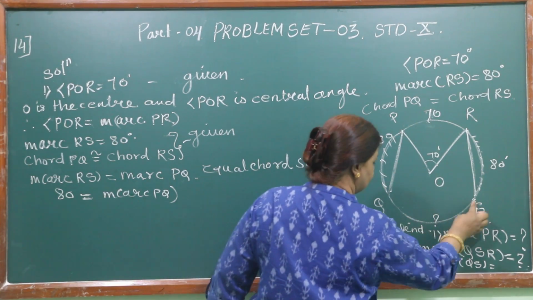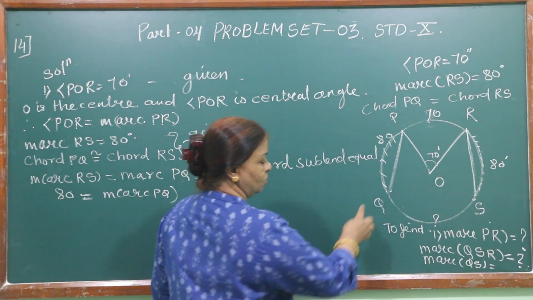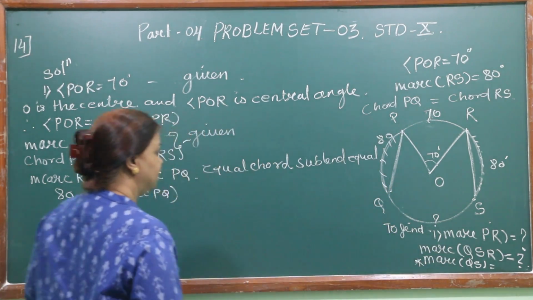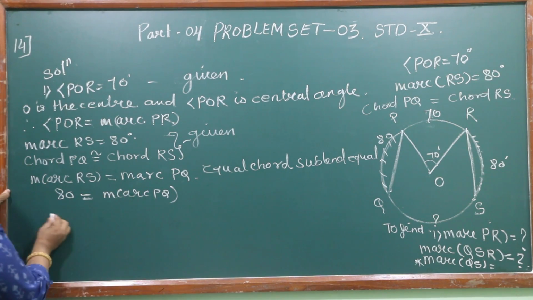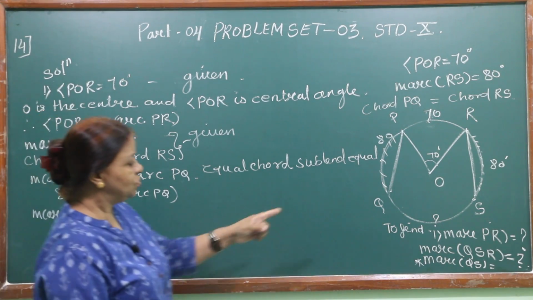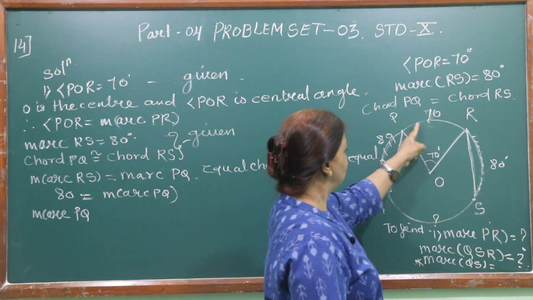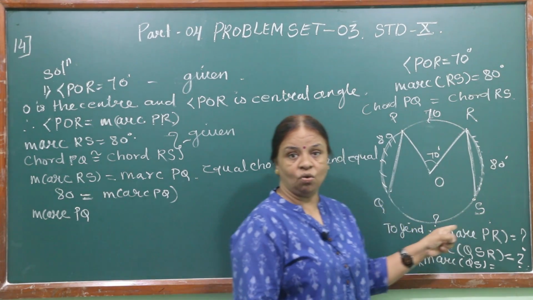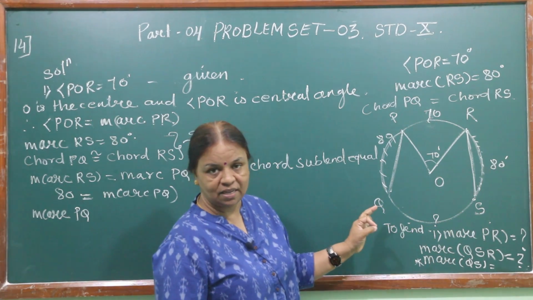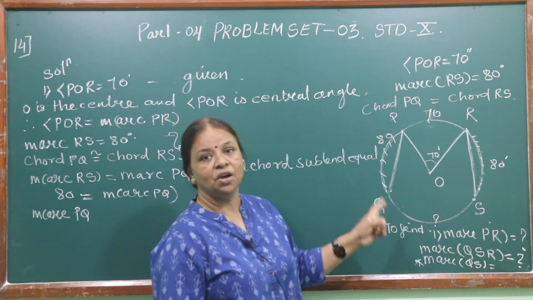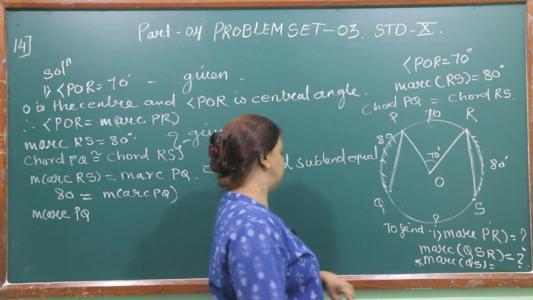We can get this QS. We want to find out QS, children. Fine. So now, measure arc PQ, what can we do? See, we know this arc, we know this arc, we know this arc, so we can find this arc because the total of the circle is 360. We will add all these arcs and subtract from 360. We will get the value of QS.